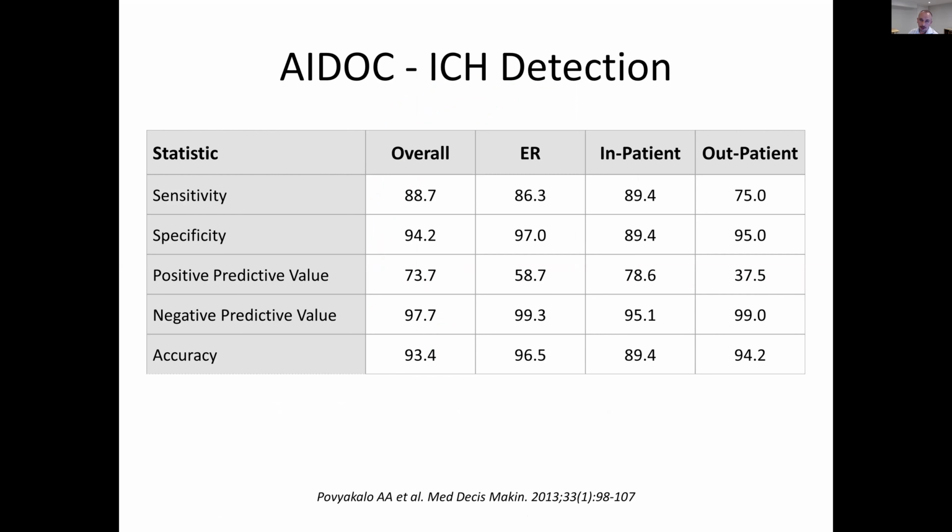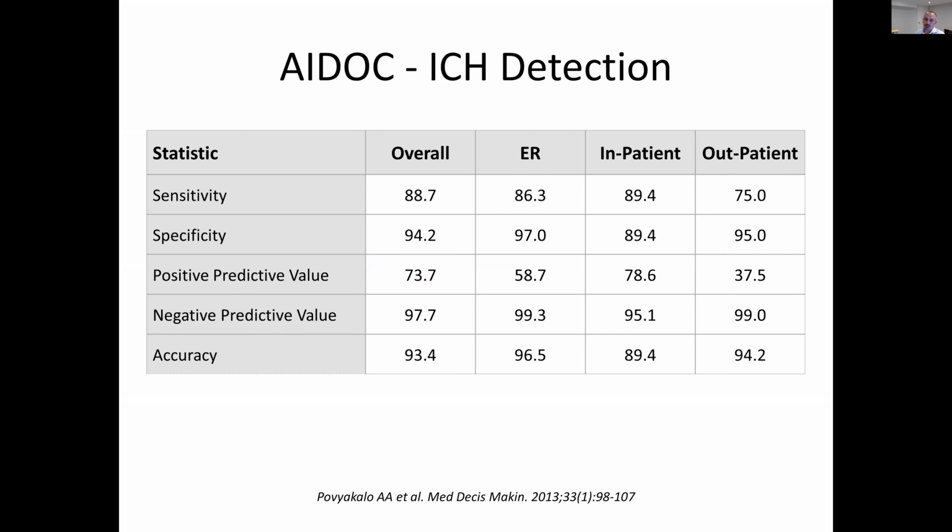The AIDOC ICH detection model is an FDA-approved AI solution which is meant to triage patients on whether or not they have intracranial hemorrhage. And what this group did was they looked at the performance of this model in terms of accuracy, sensitivity, specificity, PPV, and NPV, and then looked to see if there was any differences between the different types of patients. So this would be ER patients, inpatients, and outpatients.